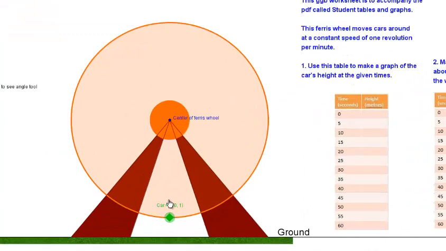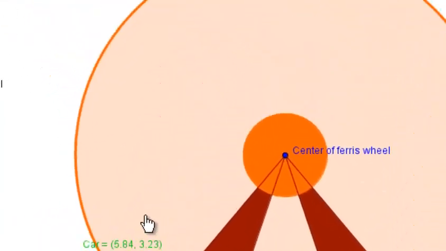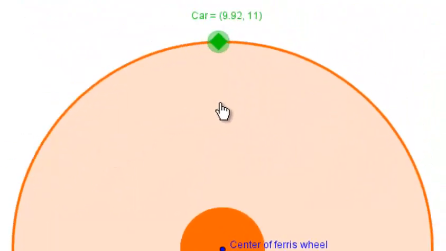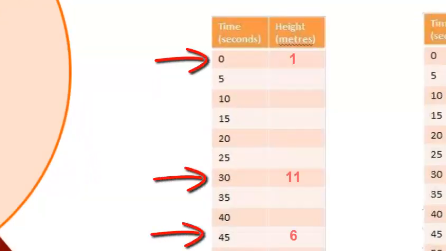For example, 0 seconds of course is the beginning, where the height is 1, that's easy to find on the circle, and 30 seconds is easy to find as well, it's a half of a turn, where the height is 11. Even 45 seconds is pretty easy to spot.